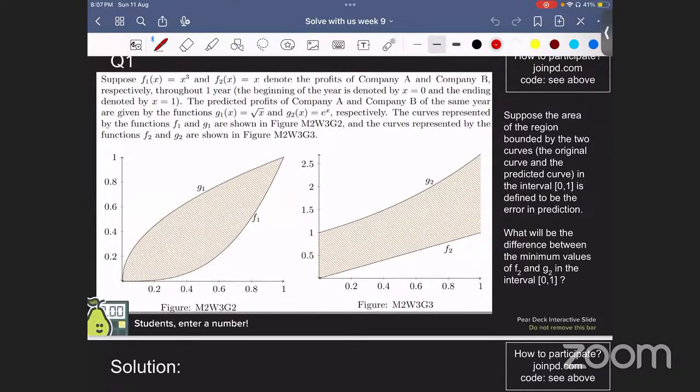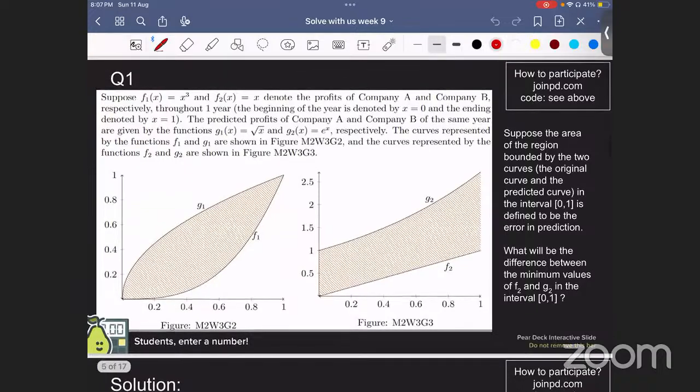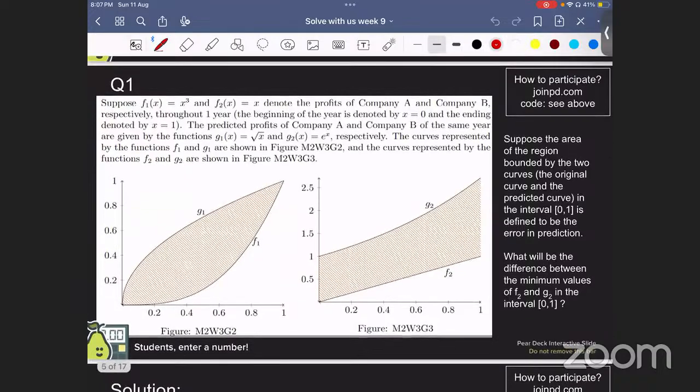So the question is, suppose the area of the region bounded by the two curves, the original one and the predicted one, in the interval 0 to 1, is defined to be the error in prediction. You already know that the company was expecting a profit and the actual profit is x cube. For example, for company A, the expected was root x. There is some error in the prediction, right? Similarly for company B also.